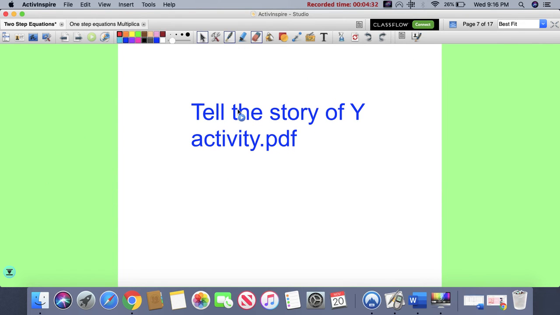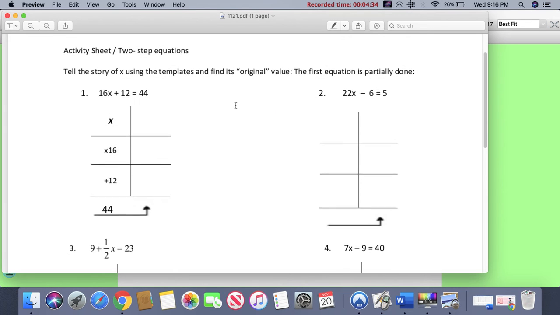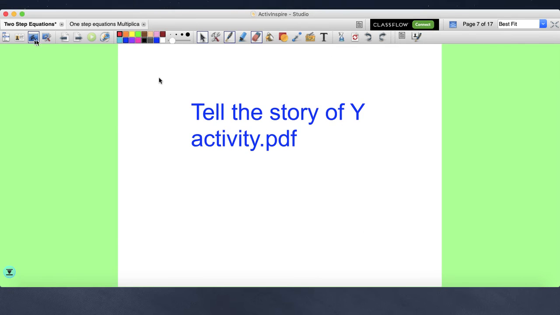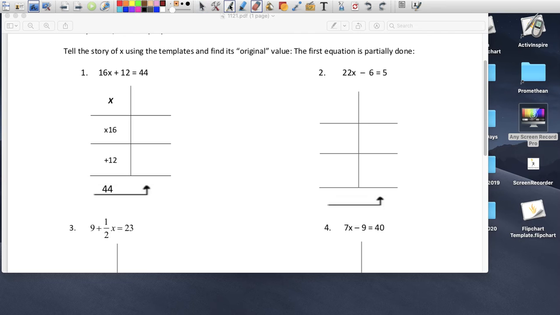So again, I want you to take this, I want you to practice just creating that story. I want you to solve anything, so I just want you to look at the equation and see what's happening. So like in the first one, here's my equation, and what's happening, what's my variable? My variable is x, which is currently being multiplied by 16, and what's happening to it after? 12 is being added to it, and 44 is my answer.